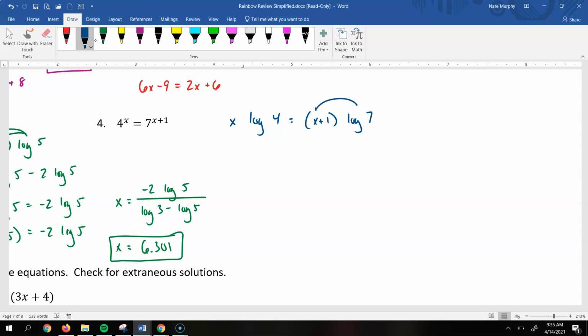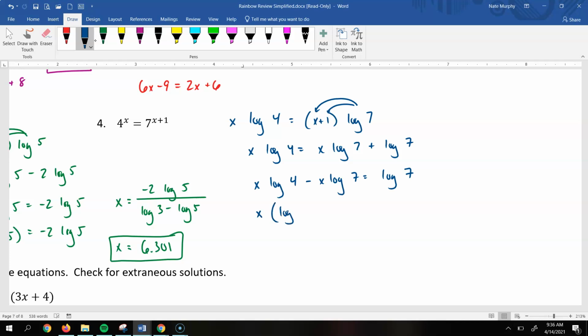And so what we're going to do now is distribute that log of 7 through. So we'll have x log of 4 equals x log of 7 plus 1 times the log of 7, or just log of 7. So I want to get all my variables on one side of the equation, so I'm going to subtract the x log of 7 from both sides. And then I'm going to factor out an x, because both of those terms have an x in common. So we factor out an x there. So we'd have x times the quantity log of 4 minus the log of 7 equals the log of 7.